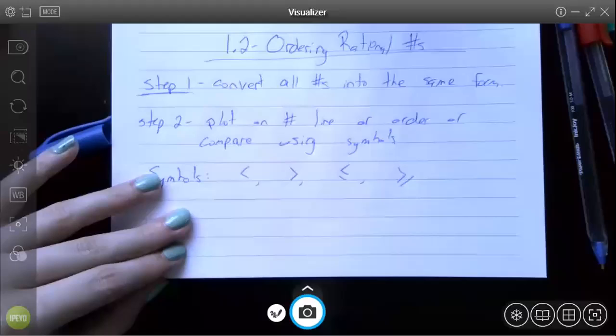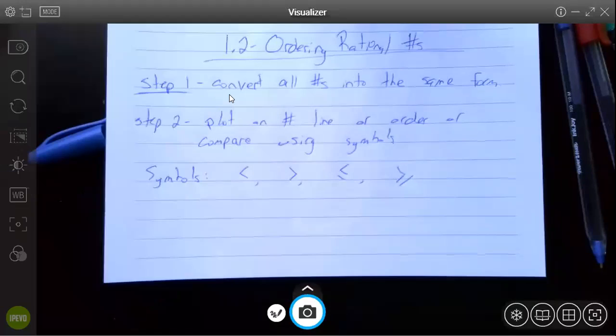Okay, guys, today's lesson is going to be another one that is all review of stuff that you should already be familiar with. And this one is a really quick and easy one. So let's get into it. Okay, so this is lesson 1.2, and it's all about ordering rational numbers.